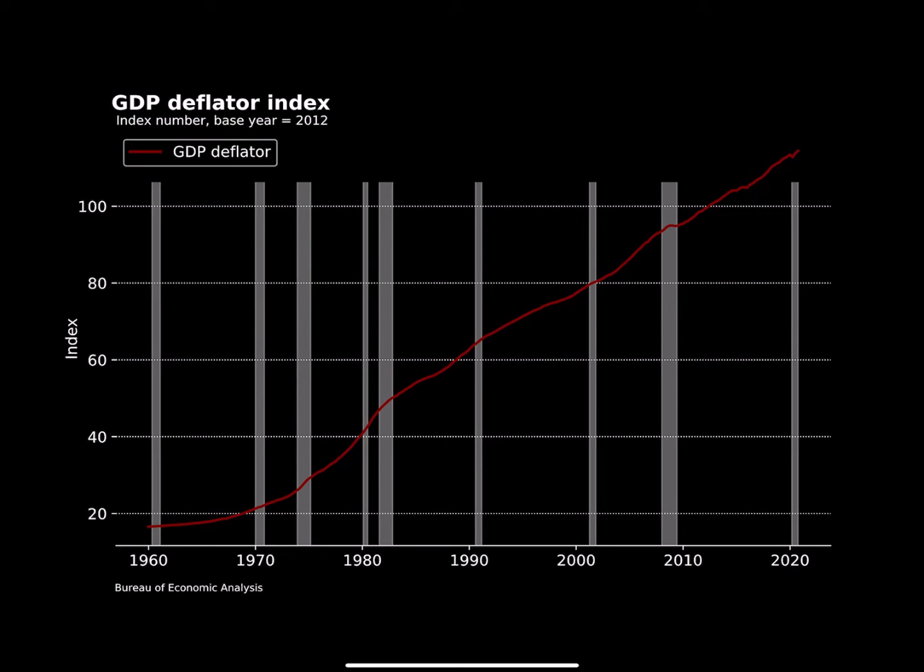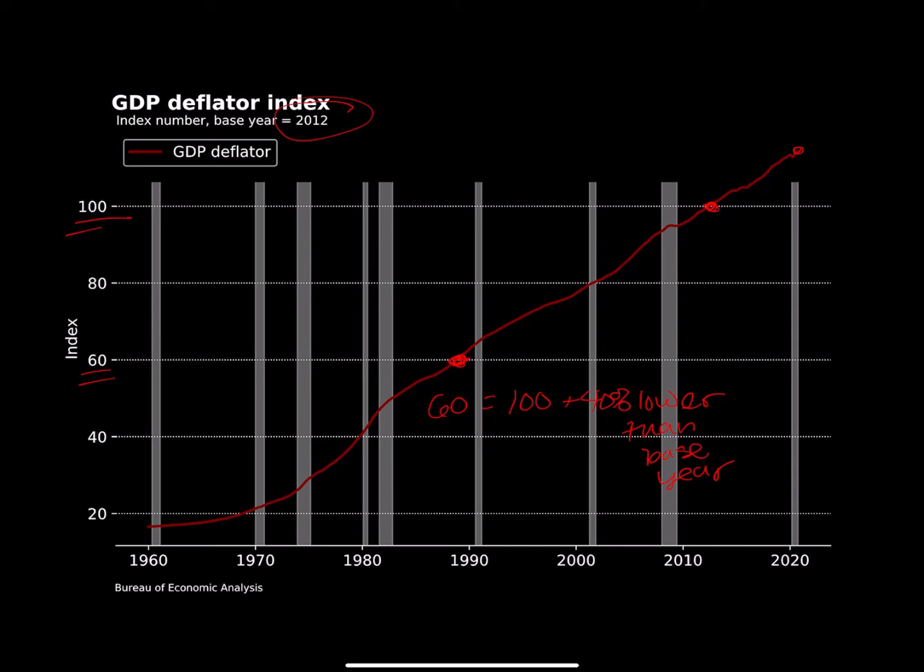Here's the GDP deflator since 1960. If we're looking at, say, this point right here, we have a GDP deflator value of 60. That means that prices are 40% lower than the base year. In the base year, our GDP deflator value should be 100. And that happens in the year 2012.